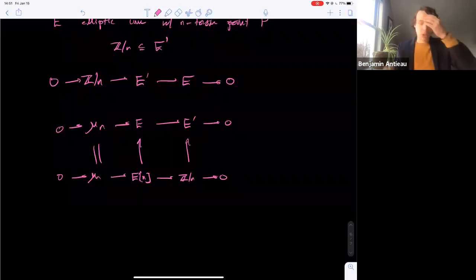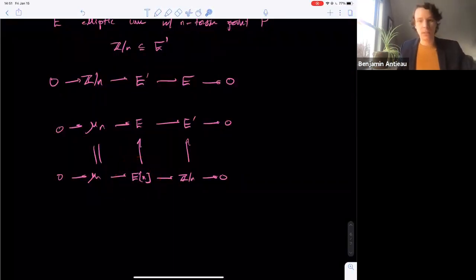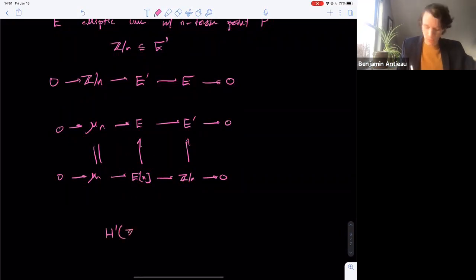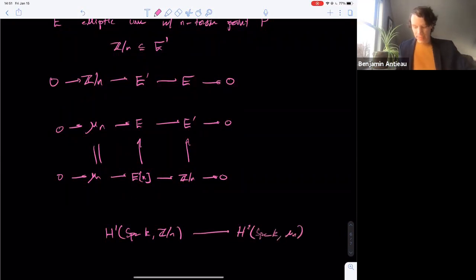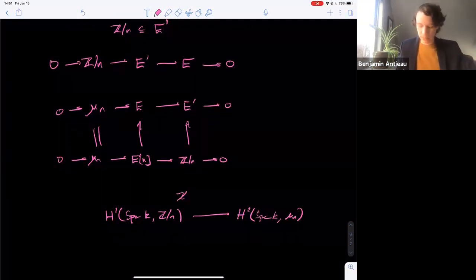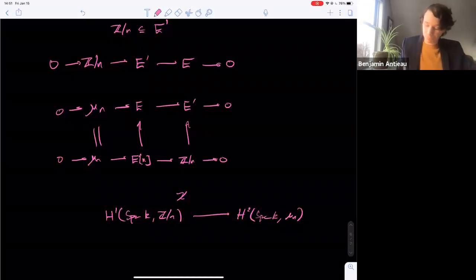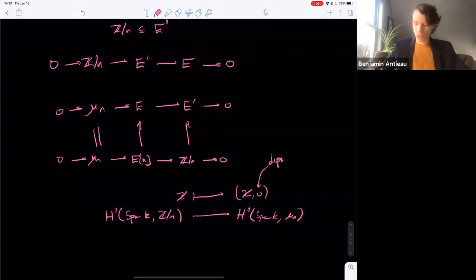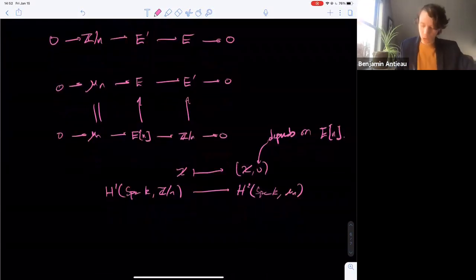And there's a boundary map from this picture. Really, it's coming from this extension of group schemes. It goes from H^1(Spec K, Z/n) to H^2(Spec K, μ_n). What it does is it takes a character χ corresponding to a cyclic extension and sends it to (χ, u), for some u that depends on the structure of the n-torsion subgroup scheme of E. So specifically, u is the boundary.